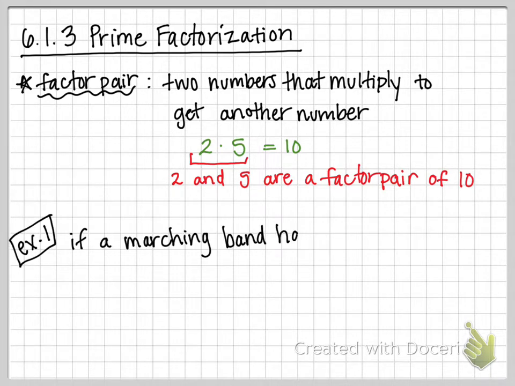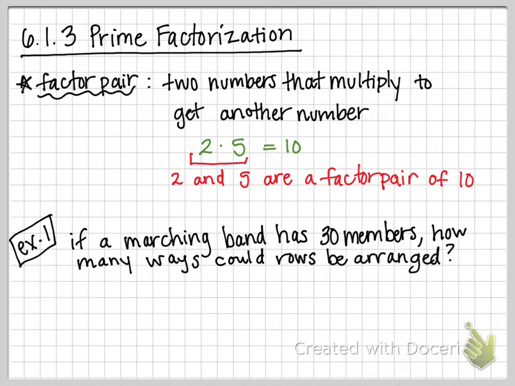Look at example 1. This is a little word problem. You don't need to write all of this. You could just say, marching band equals 30 members. How many rows could be arranged? This is an application. This is a way that we would use factor pairs to solve this problem. If a marching band has 30 members, how many ways could rows be arranged? If you had to put the marching band into equal rows, well, we could use factor pairs.